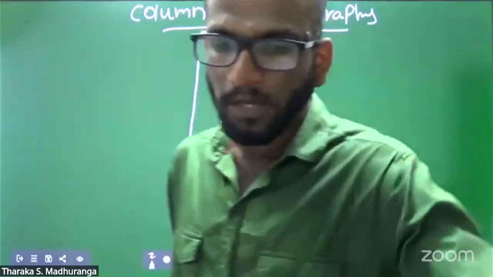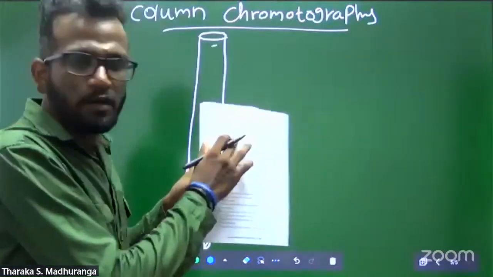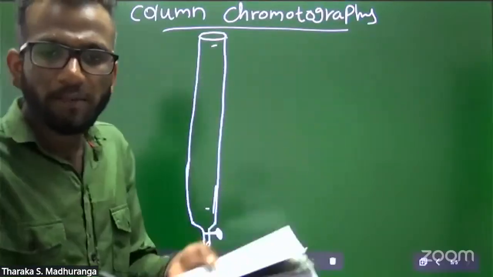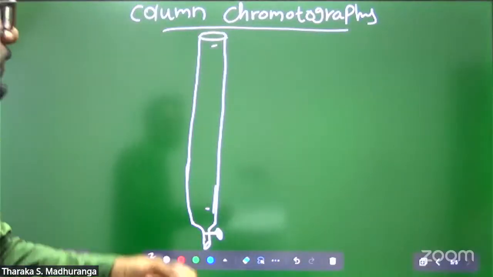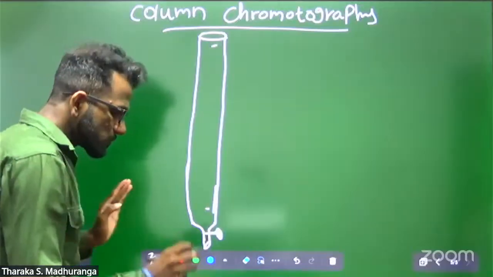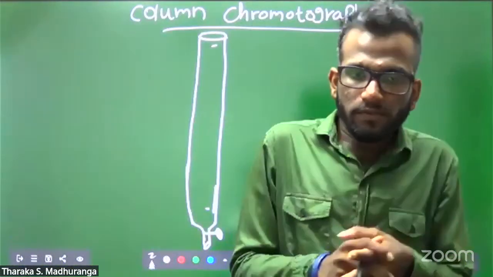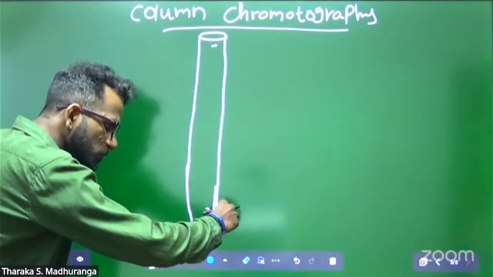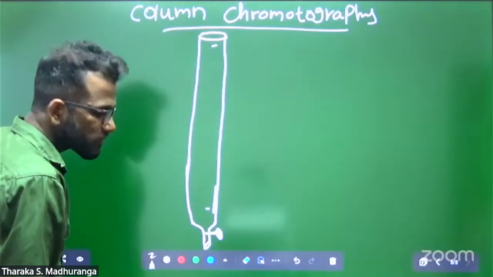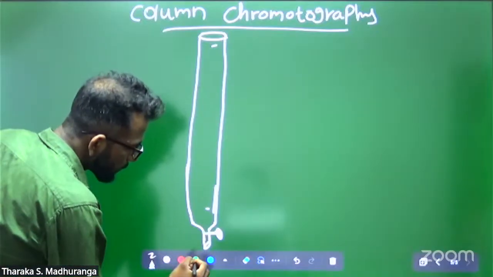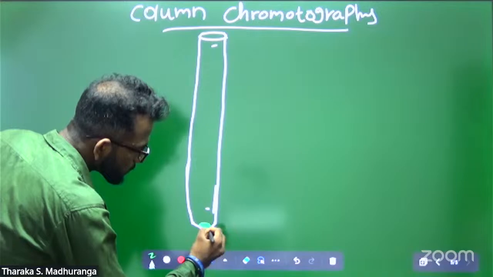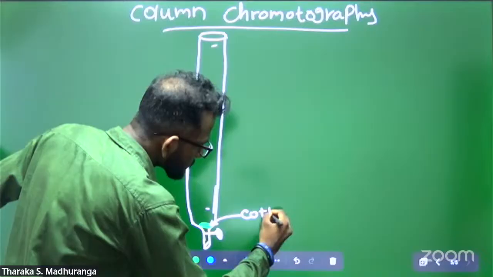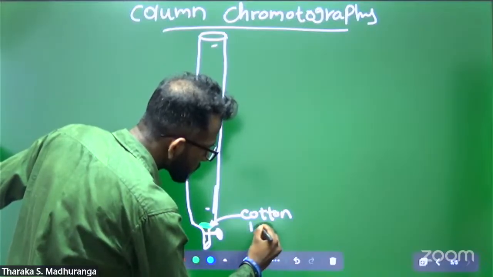If you go to page number 15, I have given a figure of the column. This is the column. The parts I have not labeled, you have to label with me. Now in this column, first of all, you need to close the valve, and add a cotton layer here. Cotton layer.